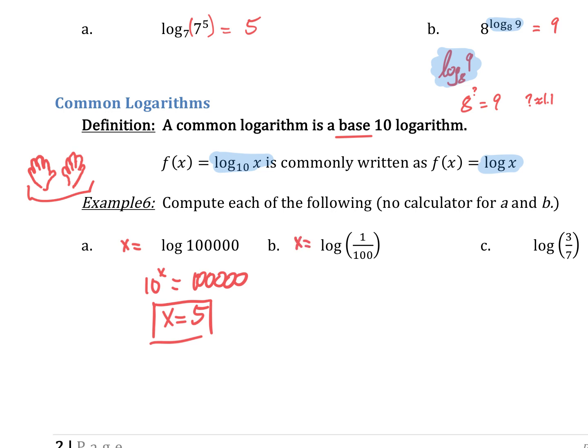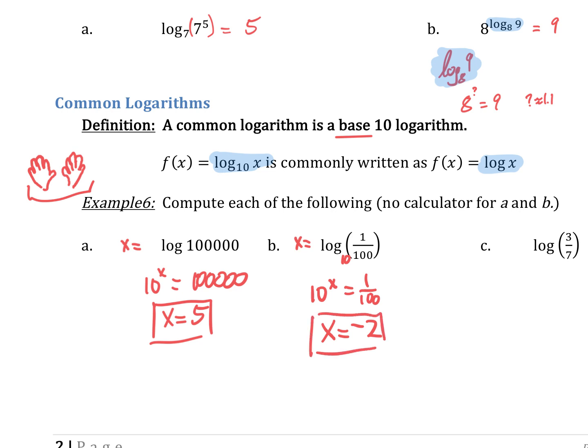What is the power we put on 10 to get 1/100th? Well, 10 to x is 1/100th. Well, we know that it needs to be negative to drop it down below. So x is negative 2, because 10 to the 2nd power is 100.